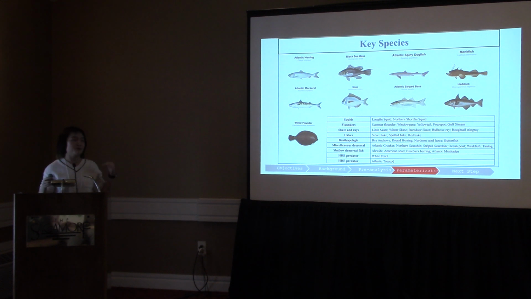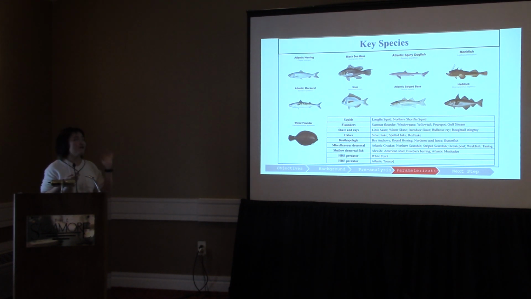With that, when we are choosing key species, we will consider several things. First is their biomass dominance, and second, for those species that use both habitats, they will have a higher chance to get into this model. The species in the figure here, for example, black sea bass, striped bass, scup, etc., will be modeled as separate species in the model. But the species in the table there, such as the longfin squid, summer flounder, little skate, etc., will be modeled as functional groups.